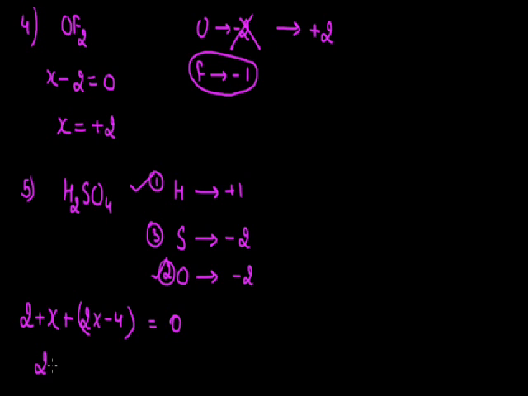If I solve this equation, it's 2 plus x minus 8 equals 0, and from here we can calculate the value of x, that is +6. So here hydrogen is showing +1 oxidation state, sulfur is in +6 oxidation state, and oxygen is in -2 oxidation state to make the compound neutral.